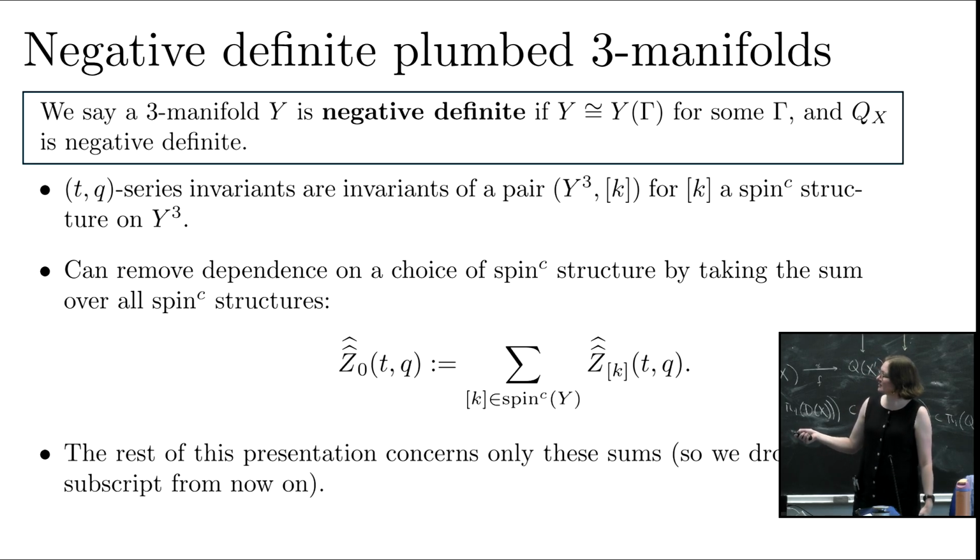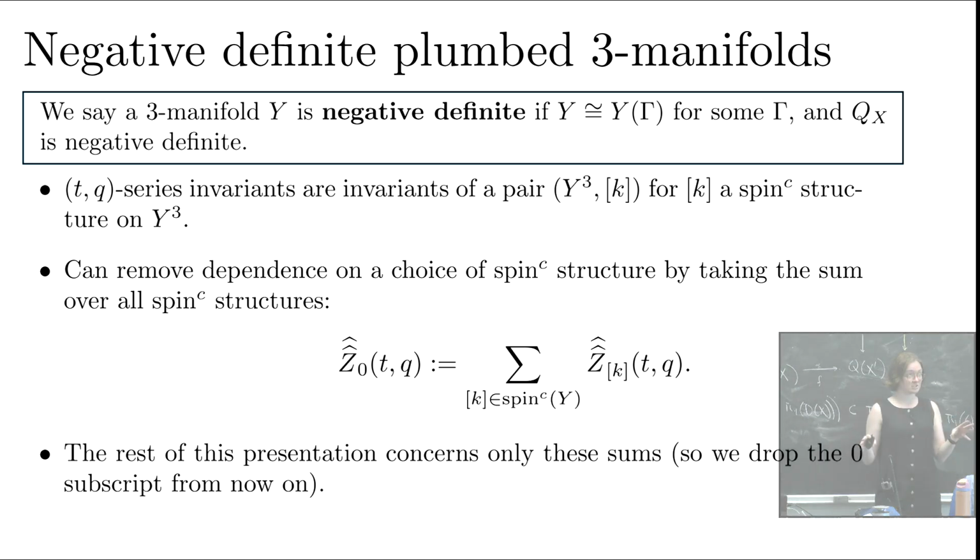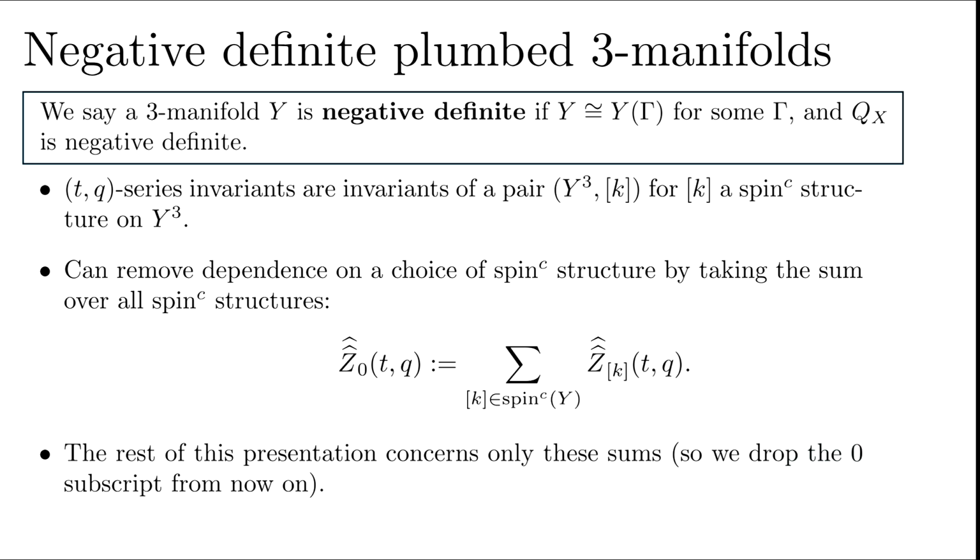I mentioned earlier that these series are invariants of a pair Y, K, for K a spin C structure on Y. We're always going to be working with rational homology spheres, and in fact, we're going to start by working with a series that no longer depends on a choice of spin C structure. You can take a finite sum over all spin C structures and get a new series, which is denoted Z-hat-hat sub 0. The rest of this presentation covers only these sums, so we're just going to drop the 0 subscript, and we're going to always assume that we're working with the non-spin C dependent version.